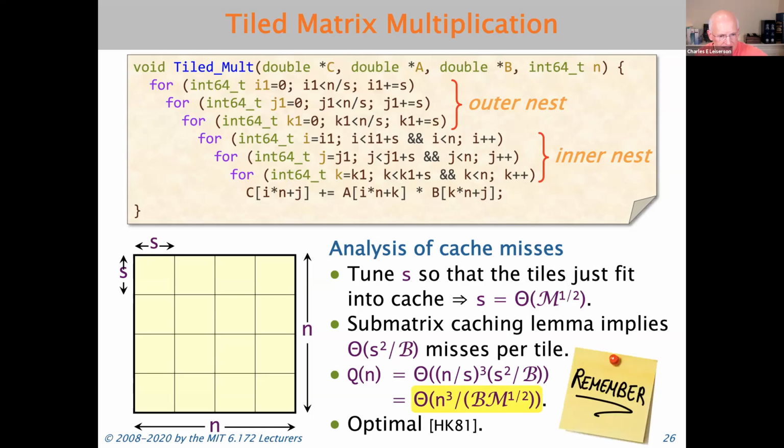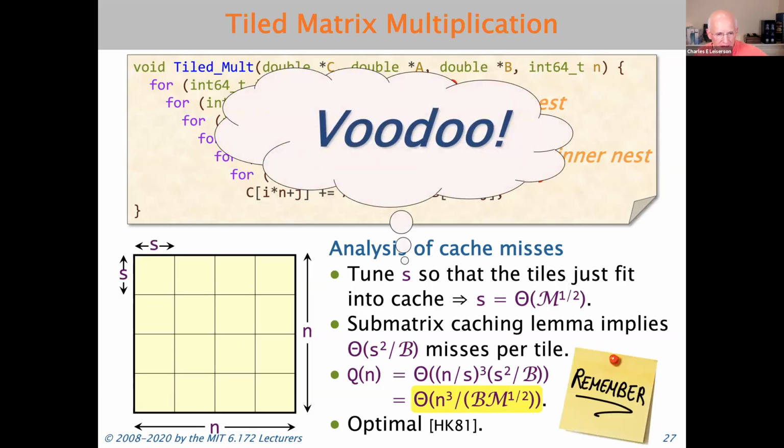And I want you to remember this for a few minutes because we're going to get back to it. Okay. Now, the problem with the tiling algorithm is that we have what I sometimes call a voodoo parameter, because it takes magic to tune S, to get it right. You've got to tune it, and if you tune it wrong, or your code gets old and moved to an architecture with different things, S can be the wrong value, and it may be a bad value to use.